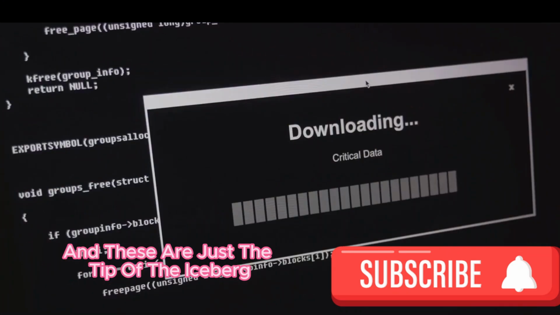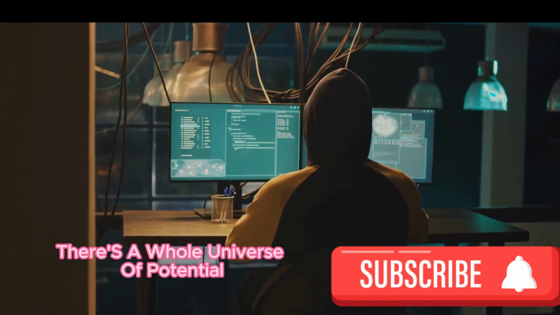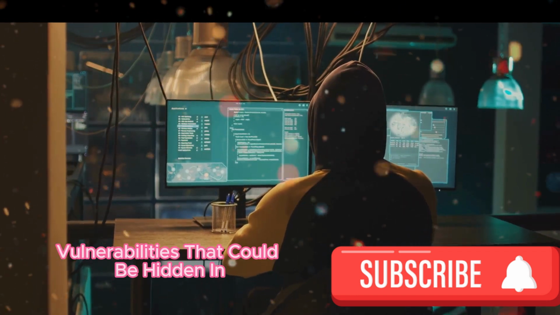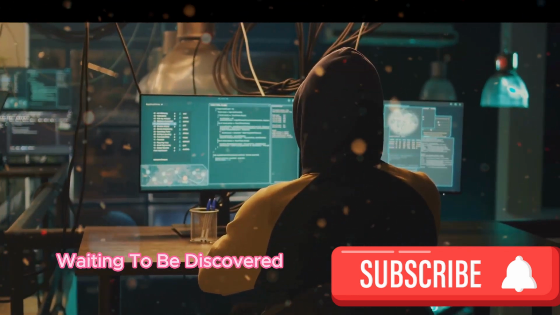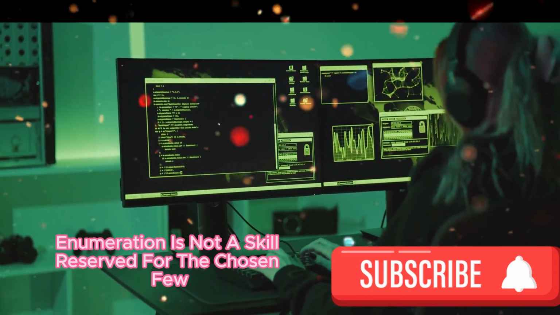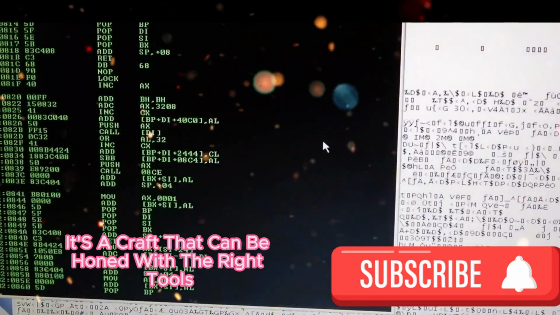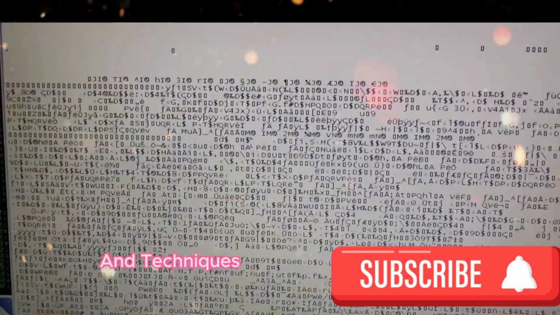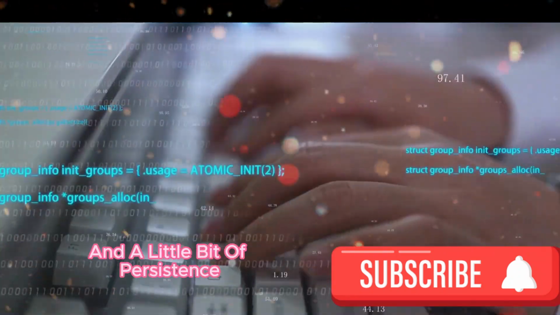And these are just the tip of the iceberg. There's a whole universe of potential vulnerabilities that could be hidden in your JavaScript files, waiting to be discovered. But fear not, for JavaScript enumeration is not a skill reserved for the chosen few. It's a craft that can be honed with the right tools and techniques, and a little bit of persistence.